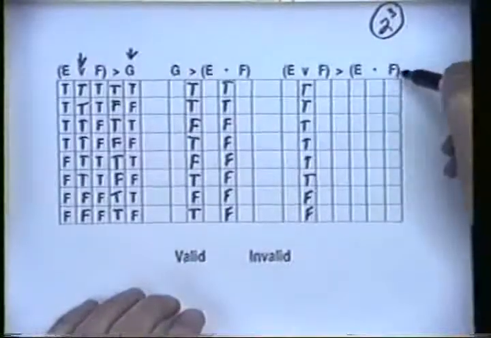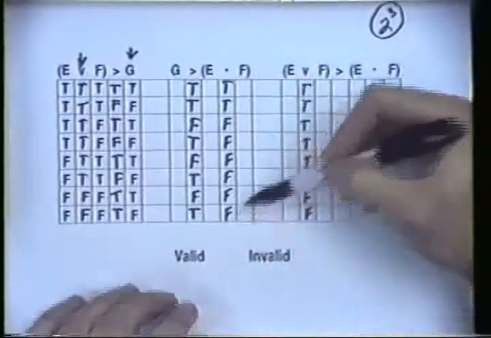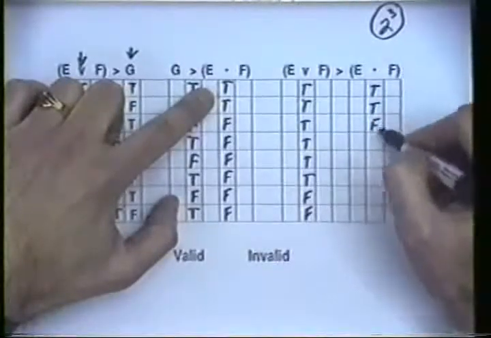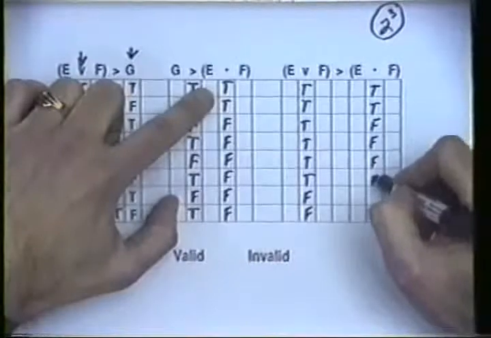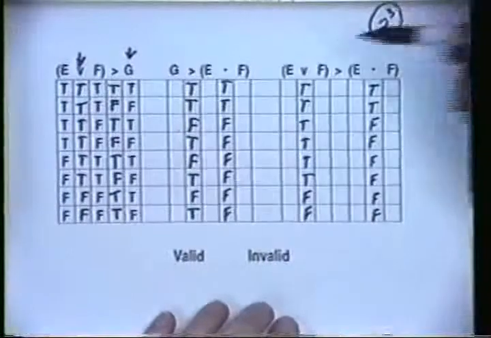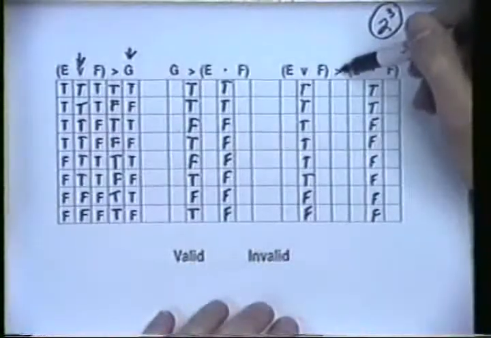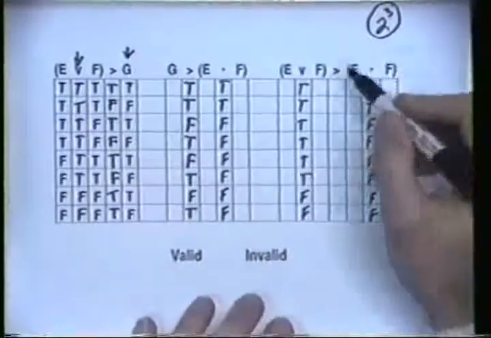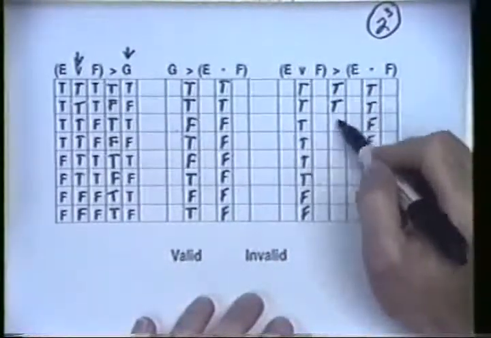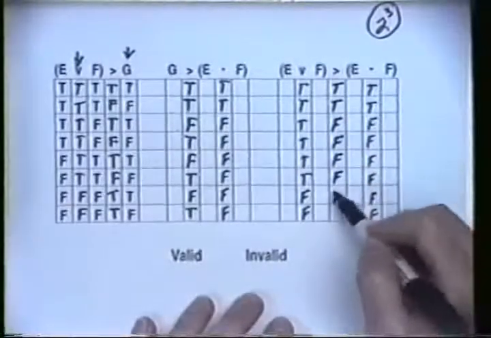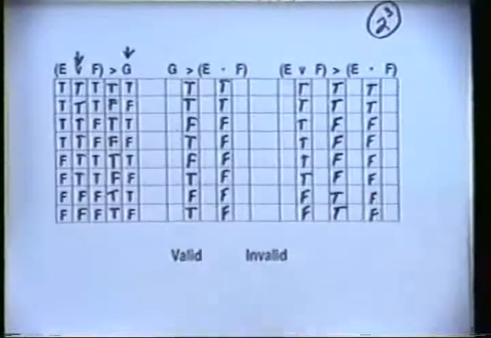Now we need E and F, and of course that's identical to this column. So let's just write it down here. True, true, false, all the way down. Okay, now this is the main connective, the conditional, and so we need to hook these values to these values. And the result then would be true, true, false, false, and the last two are true. There we are. Now that is the table.